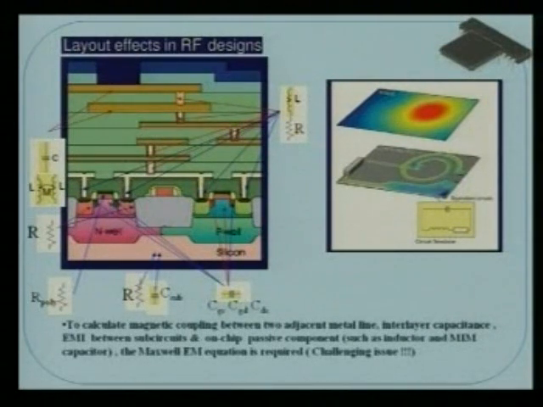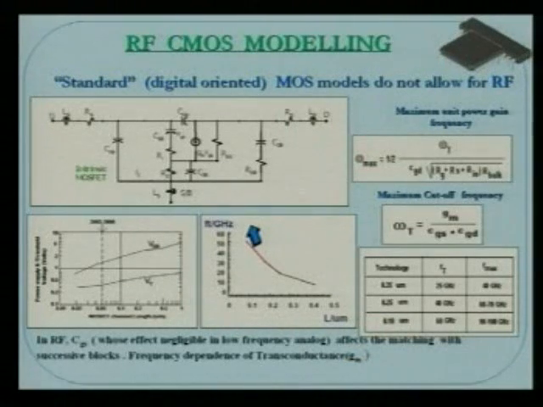For your analog design, you don't bother about that. You are taking R as R, C as C, L as L, and that's all. So this is the standard MOS model.